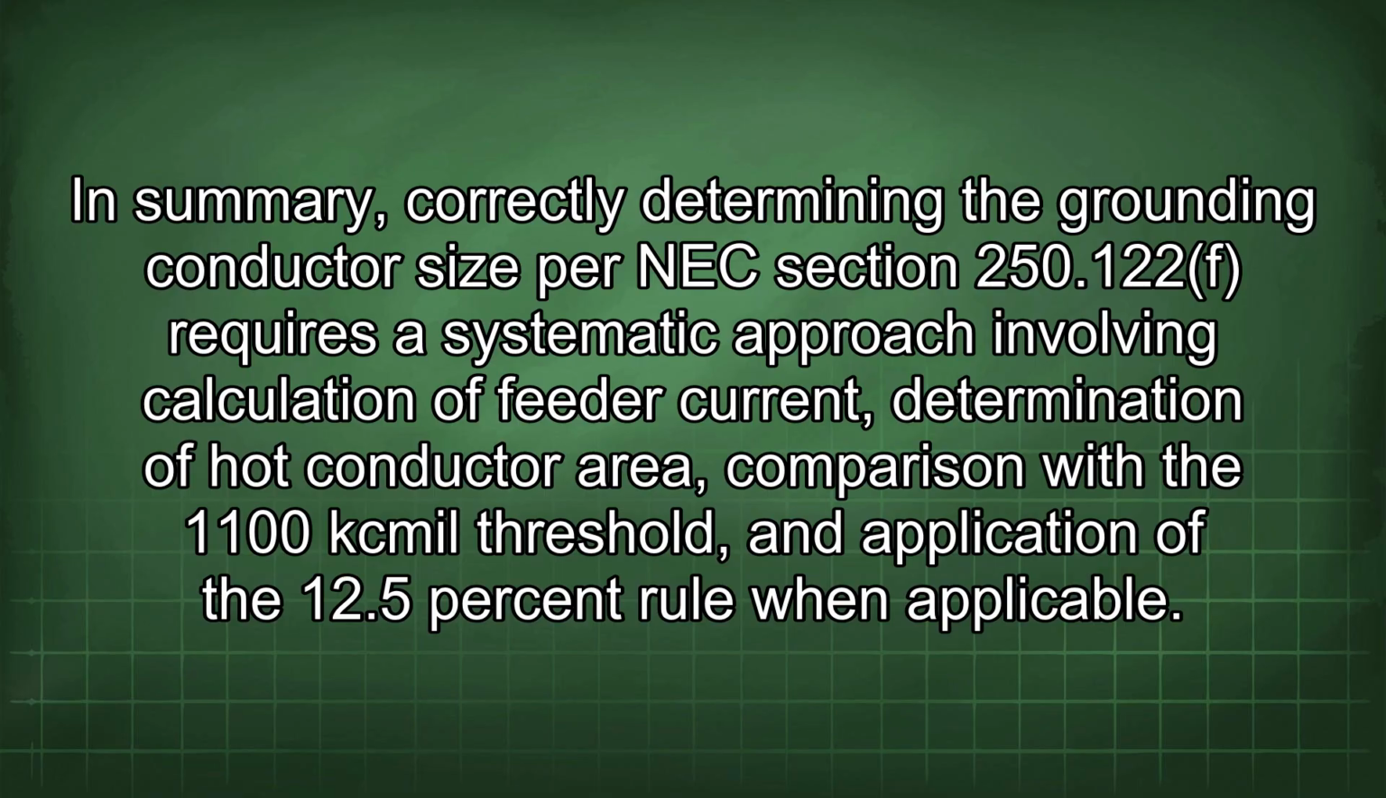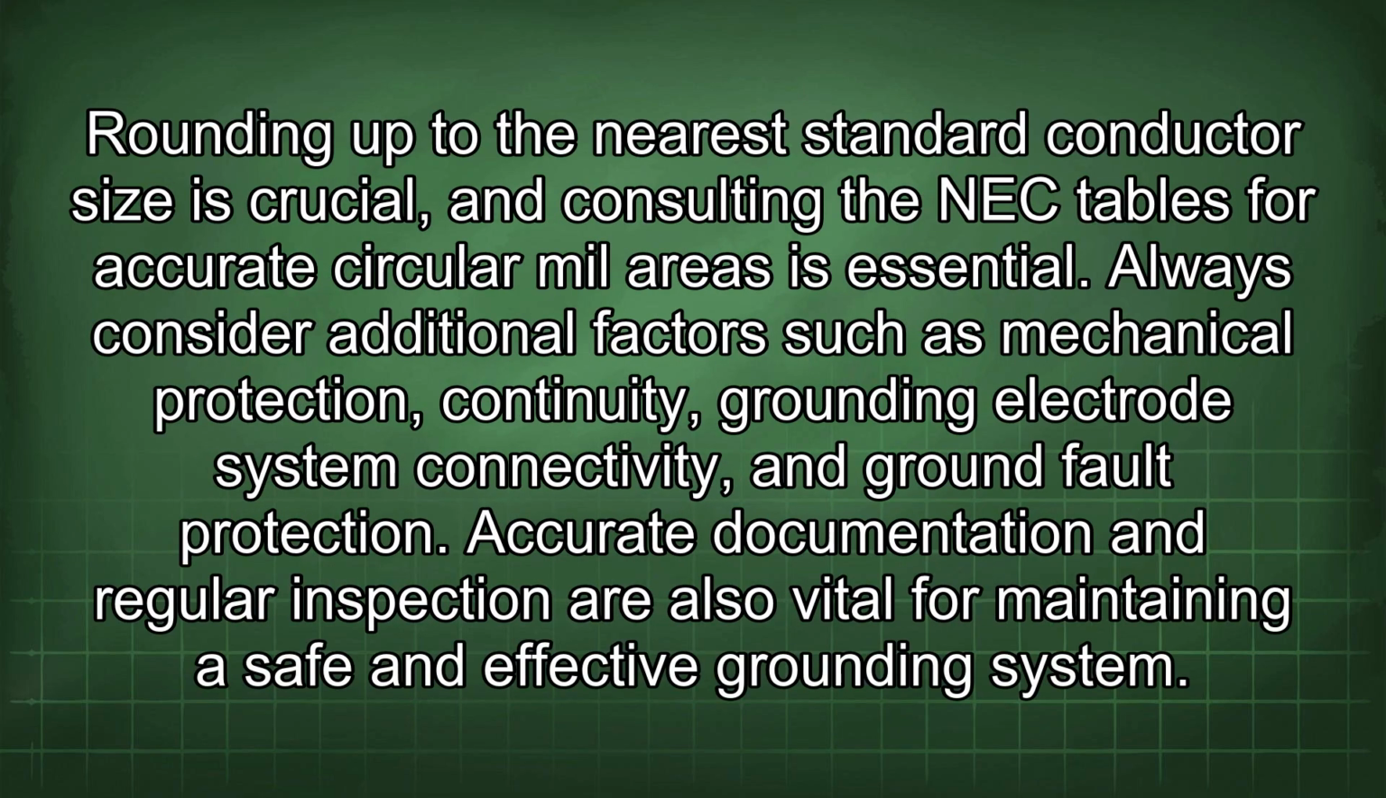250.120 requires a systematic approach involving calculation of feeder current, determination of hot conductor area, comparison with the 1100 kcmil threshold, and application of the 12.5% rule when applicable. Rounding up to the nearest standard conductor size is crucial, and consulting the NEC tables for accurate circular mil areas is essential. Always consider additional factors such as mechanical protection, continuity, grounding electrode system connectivity, and ground fault protection.